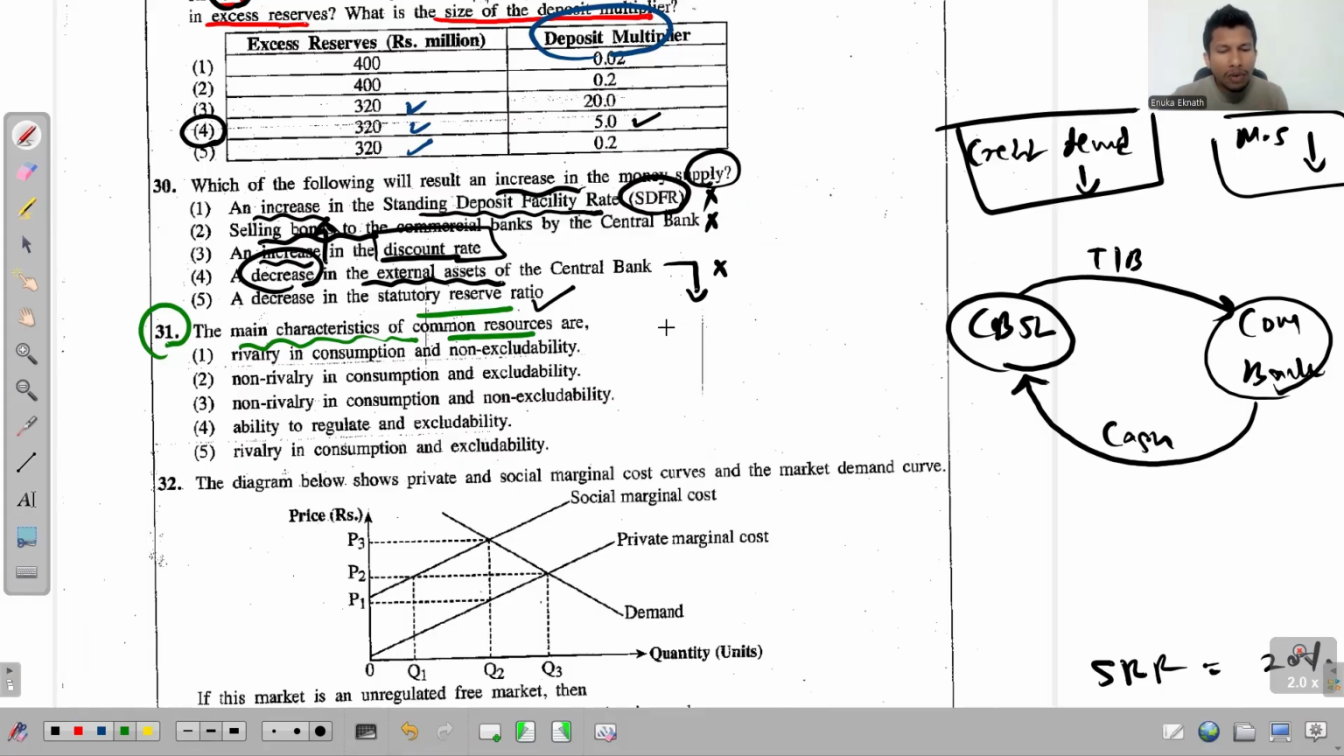The best example would be fish in the ocean, right? If it is a fish in the ocean, see now, is there a rivalry in consumption? Of course, there is a rivalry. Why is that? Because if one person catches fish in the ocean, right, the availability reduces to the other person, so that there is rivalry in consumption, and that's true. And think about the excludability. Can we ask someone not to go to the ocean to catch fish?